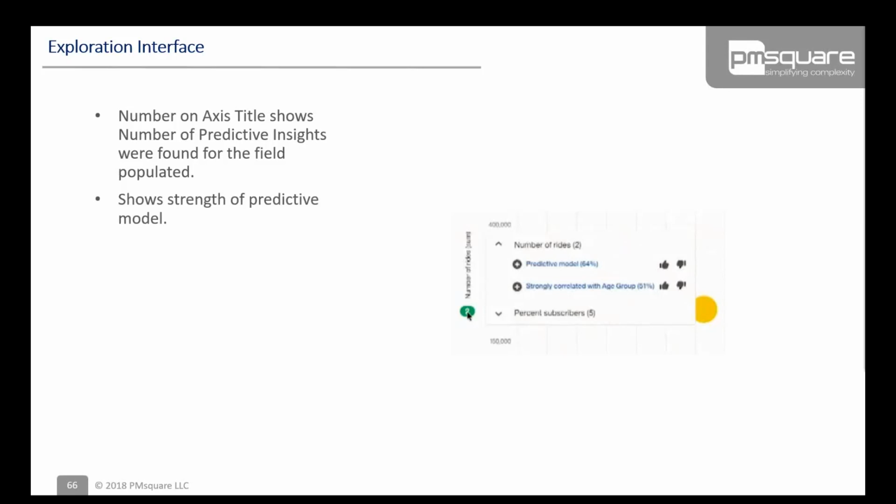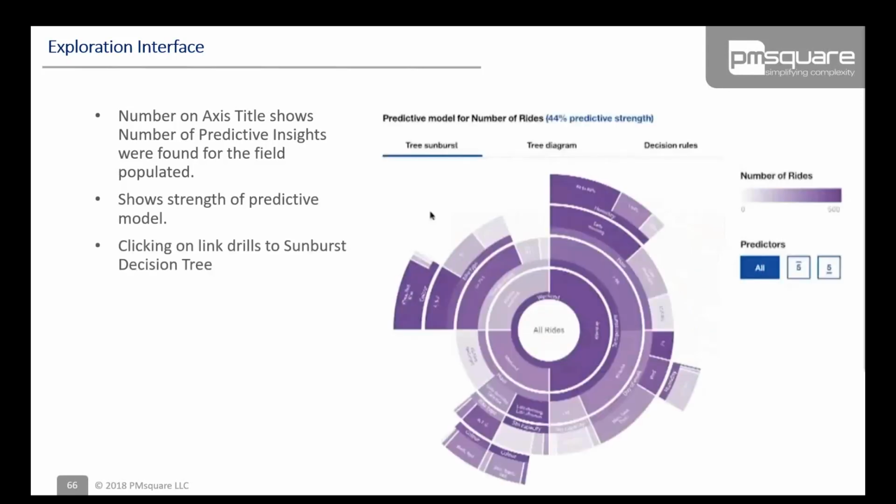And then there's these numbers on the axis titles that have predictive insights basically embedded in them. So if you click on them, you're going to see the predictive insights that are there, and then it's going to show you the strength of those predictive insights. And if you click on those, then you can get to this sunburst decision tree, which is essentially going to give you a visual of how that predictive strength was actually reached.